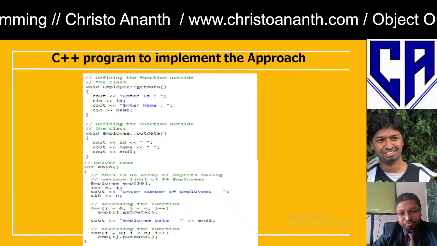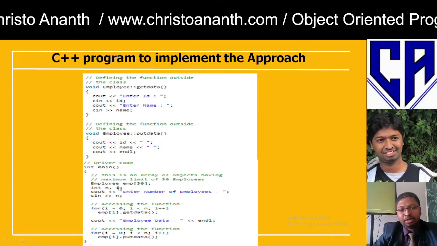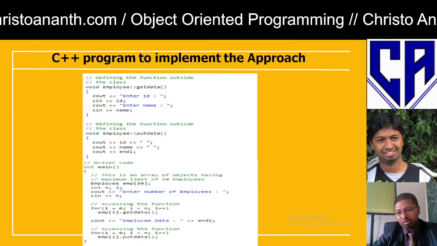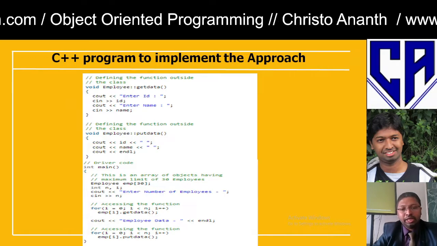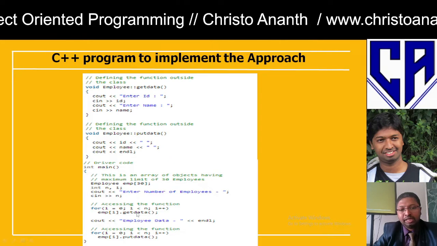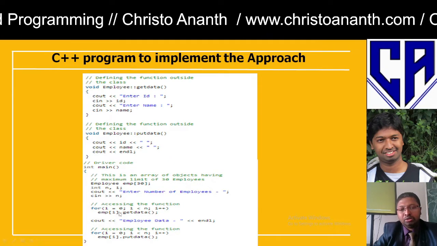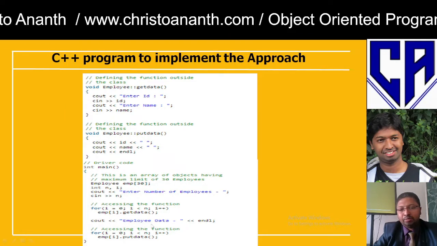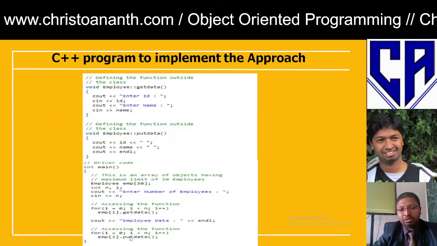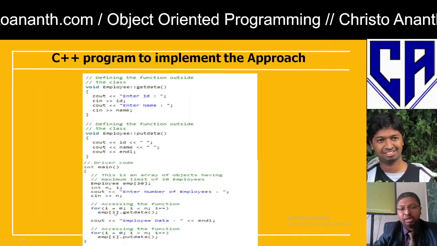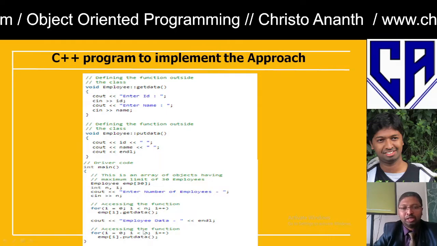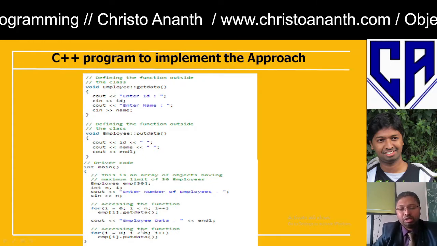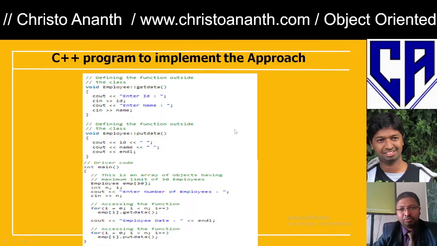Cout enter the number of employees, which is n. Then you have code for accessing the function: for i equal to 0, i less than n, i plus plus. Here you get the data, employee i dot get data, and then cout employee data. Then for i equal to 0, i less than n, i plus plus, employee i dot put data. So whatever you are getting, you have a for loop for doing the operations, and then you print the result.